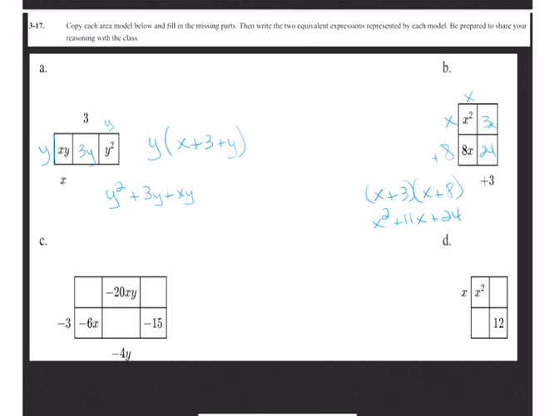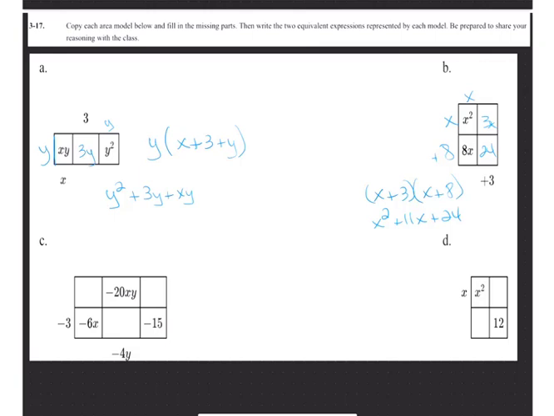Okay? So let's say we wanted to figure out this box. So this box would be like our length times our width. So on C, they gave us some stuff on the inside. They gave us some stuff on the outside. And we just need to be able to figure out all of the other little pieces.